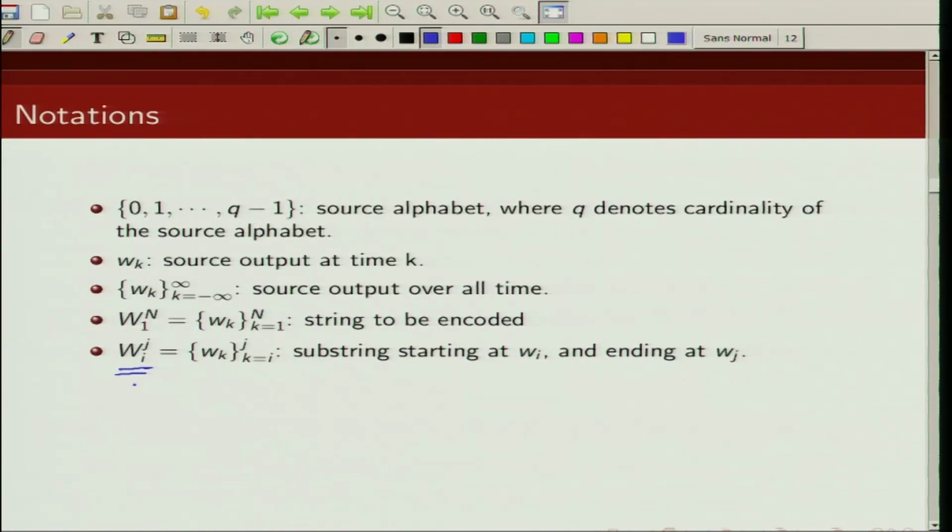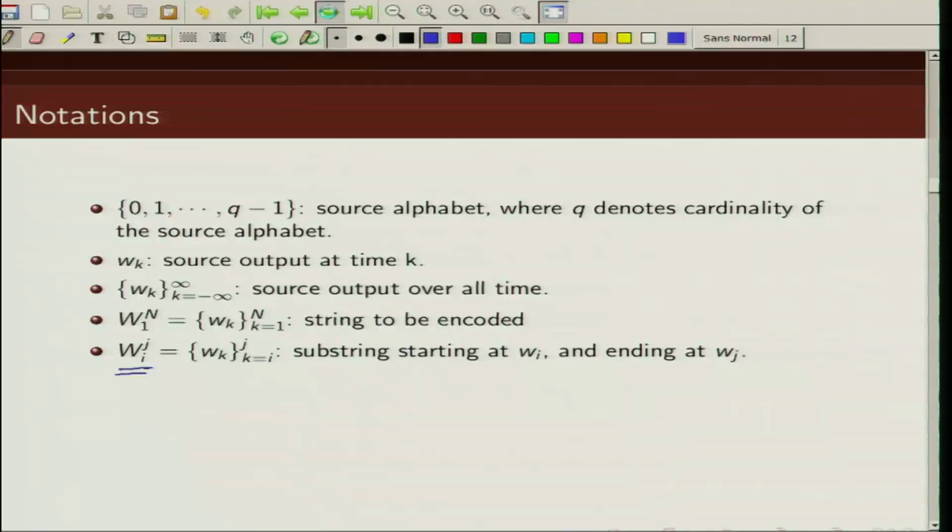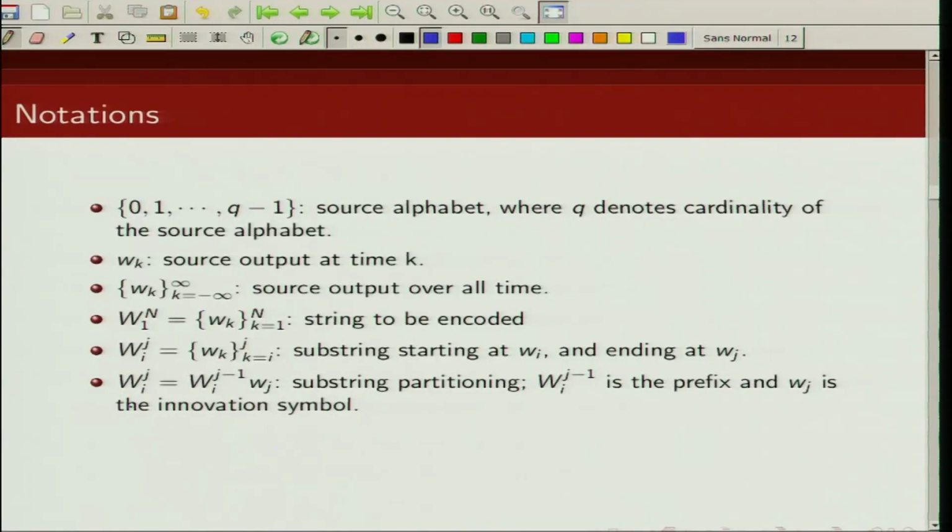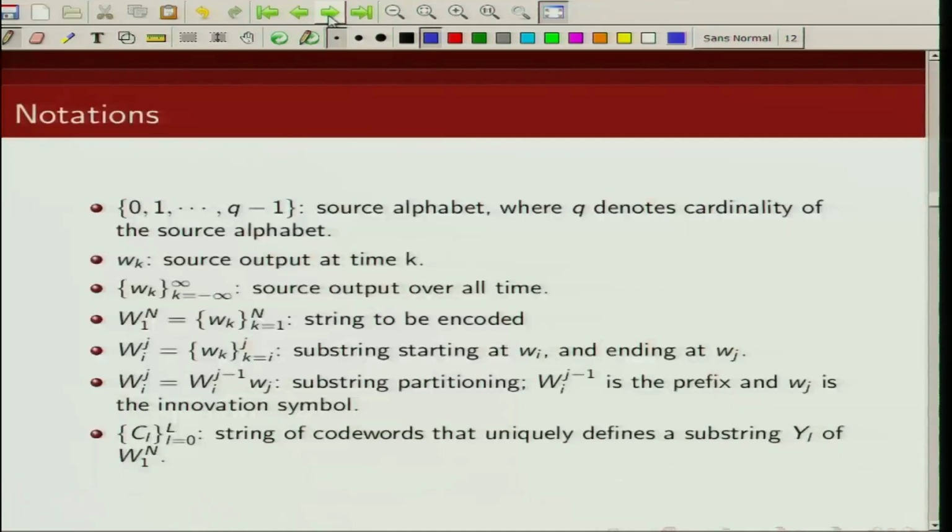I use the notation w_i^j to denote a substring starting at k equal to i and going up to k equal to j. And I can write this string from k going from i to j as the string going from i to j minus 1 concatenated with another output at time j. So w_i^(j-1) can be considered as a prefix, and w_j is what we call an innovation symbol that makes w_i^j different from w_i^(j-1). The string of code words we will denote by C. So C(l), where l goes from 0 to L, basically the set of L code words, will be denoted by C(l).